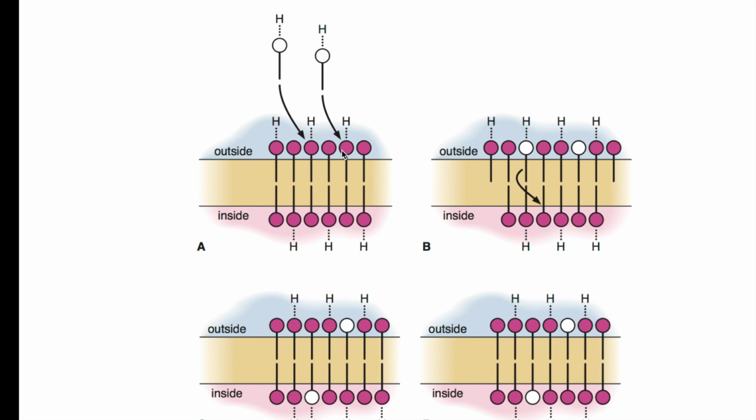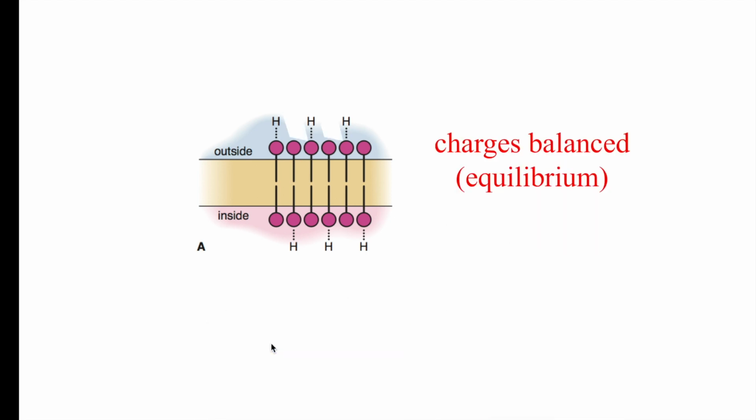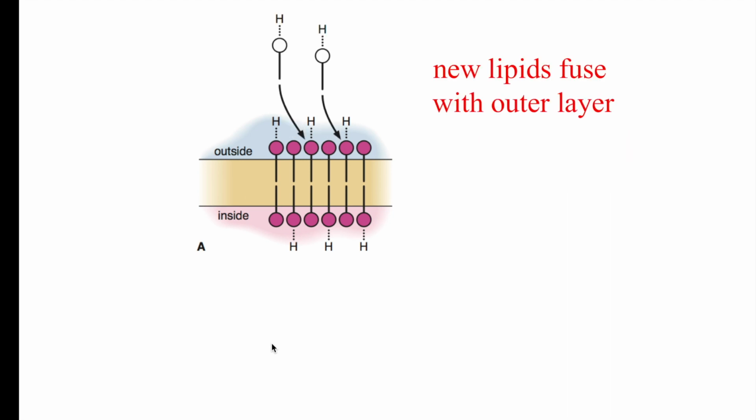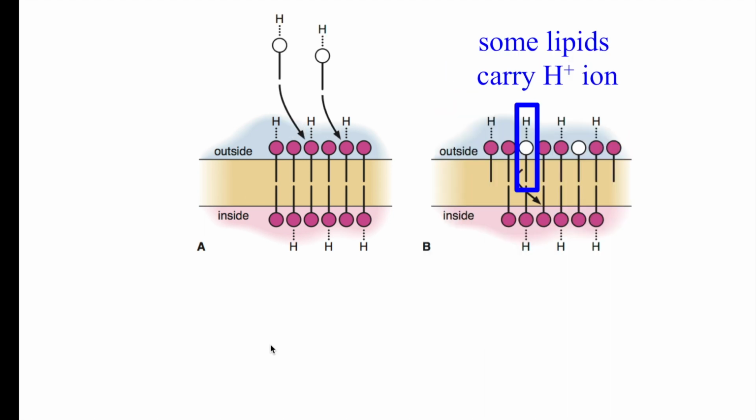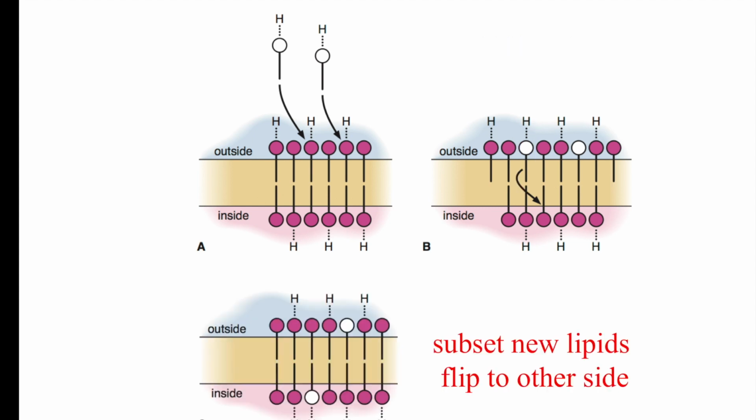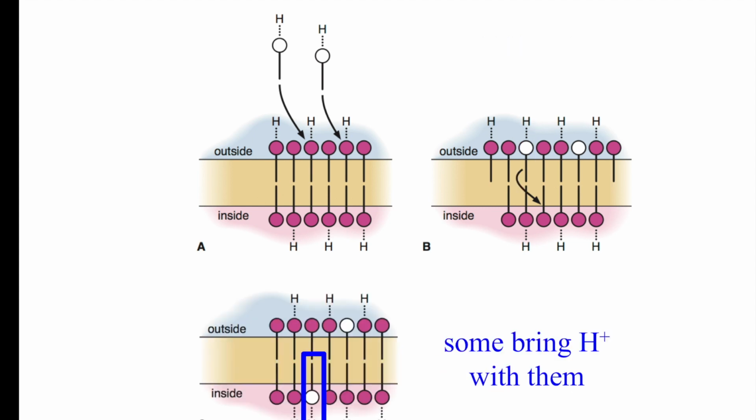In a solution where you have a micelle, like this, or a vesicle like this, you can add new phospholipids to that. Those new phospholipids may carry a charge with them, and then they can flip from one side to the other and dump off their charge, their H plus charge on the inside. So by this mechanism, originally the charges are balanced, new lipids fuse with the outer layer, some lipids might carry a hydrogen ion, those flip to the other side, and they dump off their hydrogen ions on the inside.